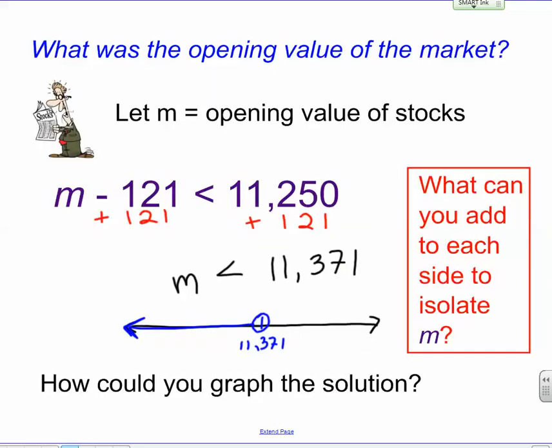And now we just need to solve this inequality. Just like you solve an equation, we add 121 to both sides. And now we know that M has to be less than 11,371 points. And think about that.